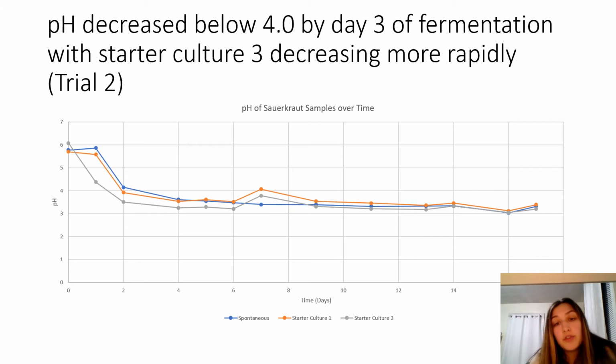Similarly, the pH dropped below 4 by day 3 of fermentation in the second trial. However, starter culture 3, Body Ecology, decreased more rapidly than the other experimental samples. We can also see that there's a slight increase in the pH on day 7 due to some slight mold growth in the experimental samples using starter cultures, and this is most likely due to oxygen exposure when measuring the pH and removing samples from the fermentation vessel.